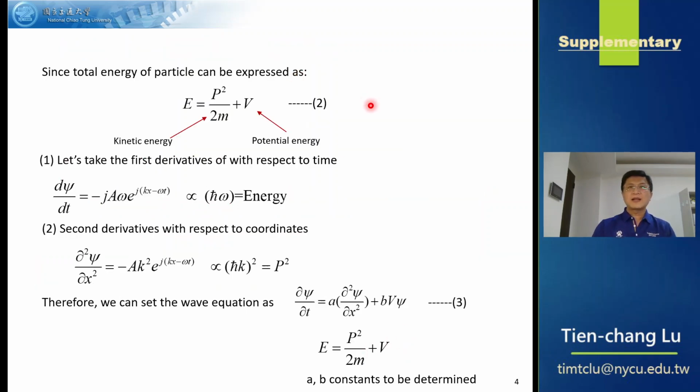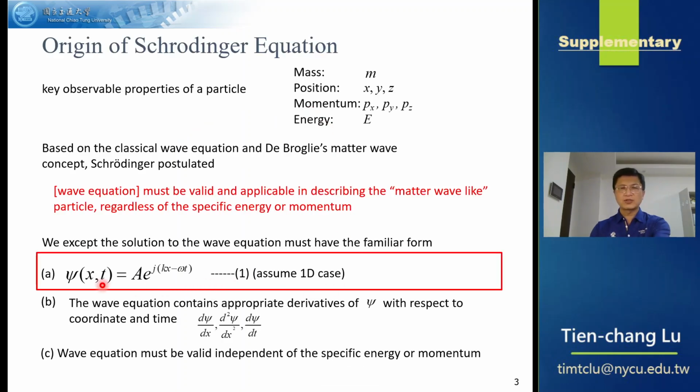And from classical physics, we know that the total energy of a particle, E, can be expressed as the summation of the kinetic energy, which can be expressed as p squared divided by 2m, where p is the momentum and m is the mass of the particle, and the potential energy V. We denote this as equation 2. The previous one, the solution of the wave functions, we denote as equation 1.